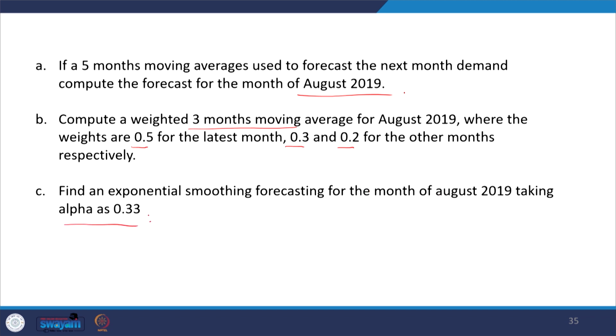Now, the alpha value will decrease or increase depending on what kind of data you are taking. If it is very recent data, the alpha value goes very high. If it is old data, the alpha value goes close to 0. So, it ranges between 0 and 1.